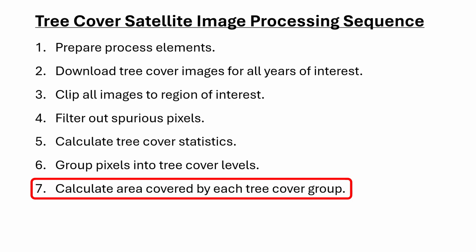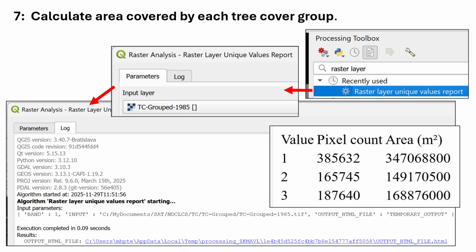We can now use QGIS to calculate the area covered by each tree cover group. We use the raster layer unique values report to make this calculation. Upon running the calculation, click on the link to see the results.